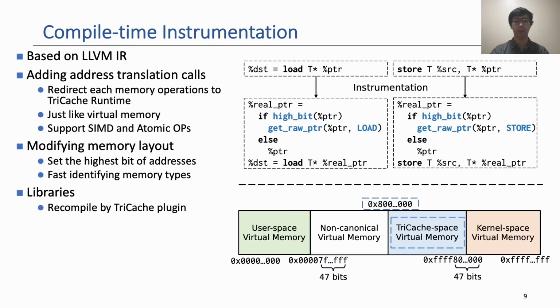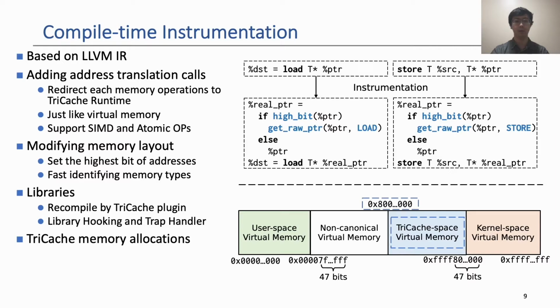About libraries, recompiled libraries can be supported by TriCache, and TriCache uses library hooking to handle some common functions and uses a trap handler for libraries that have not been recompiled. For example, memory allocations are hooked by TriCache to identify which memory is allocated in TriCache space. TriCache supports different policies by setting runtime parameters, including size threshold, memory usage limitation, or manual specification.